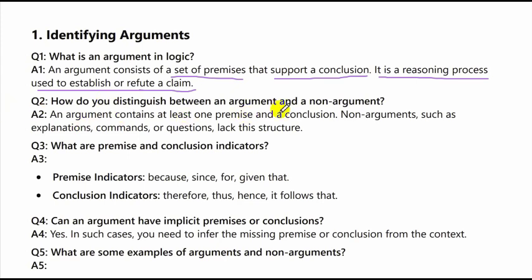Okay, next let's go on to question number 2. How do you distinguish between an argument and a non-argument? In the previous video I had already explained. Let's go through the answer. An argument contains at least one premise and a conclusion. The premise has to be there and a conclusion has to follow for an argument to be present. A non-argument such as explanations, commands or questions lacks this structure. So there is no true or false value in that particular statement. So those are not arguments. For an argument to be present, one needs at least one premise and one conclusion.